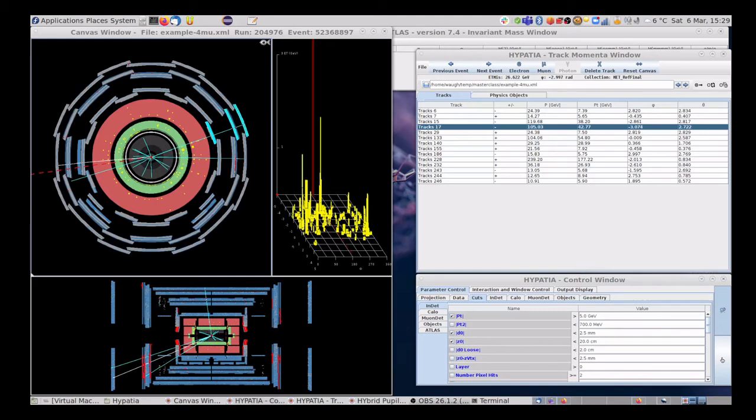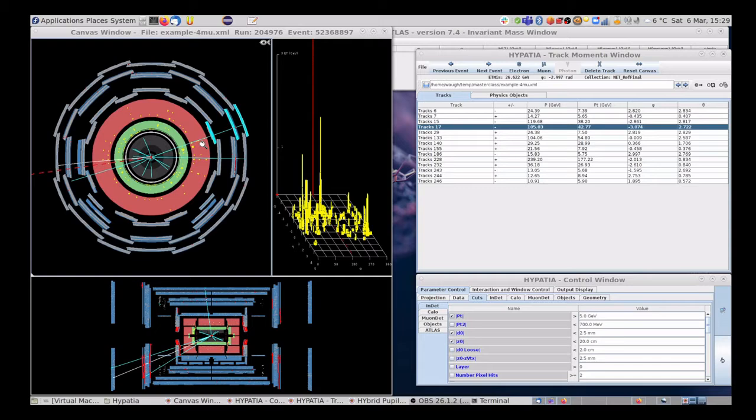This event is more complicated than the other ones we've looked at. I've already applied a threshold of 5 GeV to the transverse momenta, so we don't have too many tracks to confuse things in the central detector. We can see that there are 4 muons in this event though, 2 of them going out this way and 2 of them going out that way.